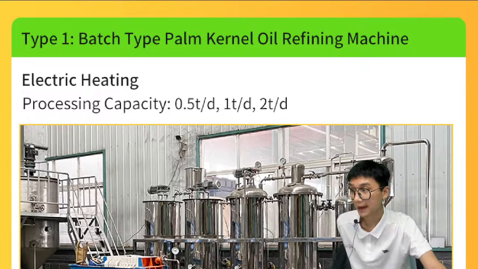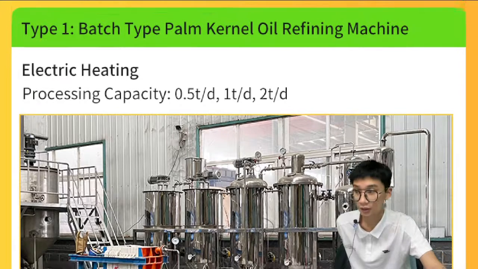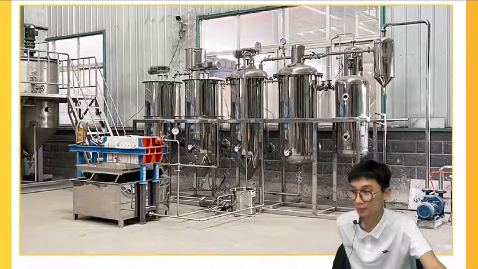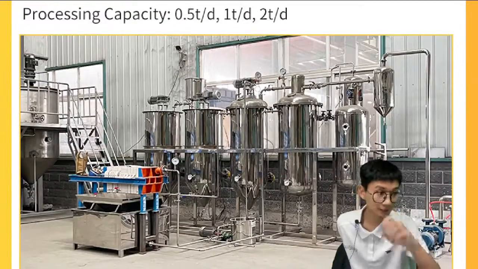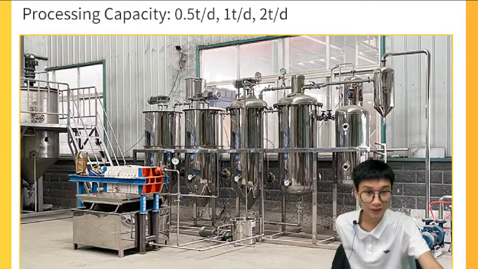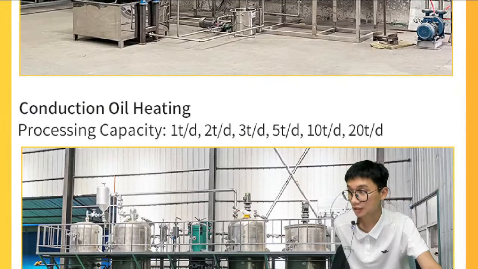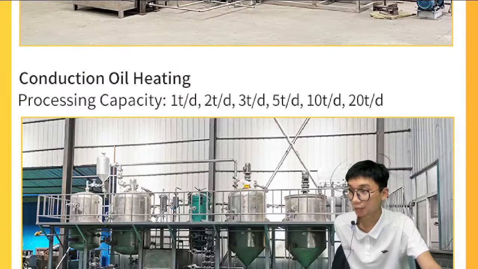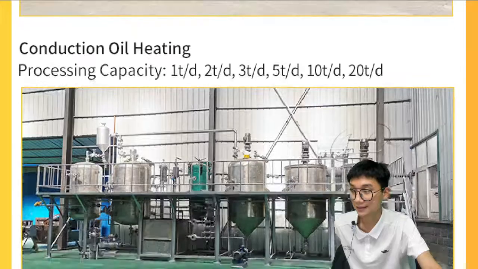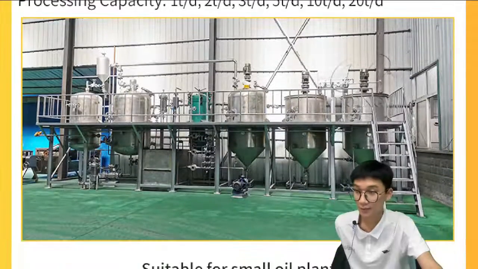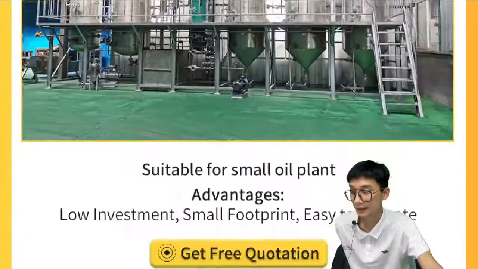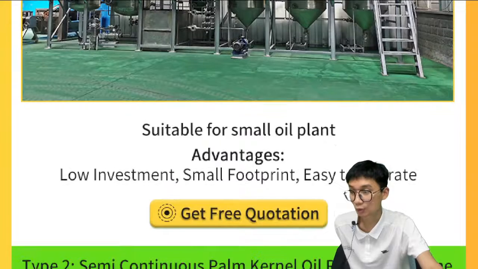So processing capacity is from 0.5 tons per day to 2 tons per day. It is for the small capacities. Do the degumming, the acidification, the colorization, and deodorization. And we got conduction oil heating. The process capacity is getting bigger, 2 tons per day to 20 tons per day, and then it is suitable for small oil plants.